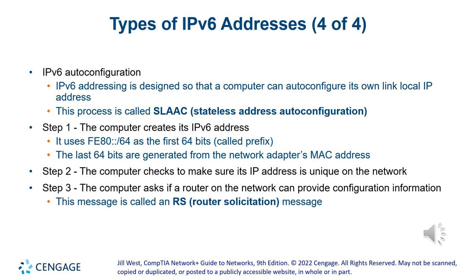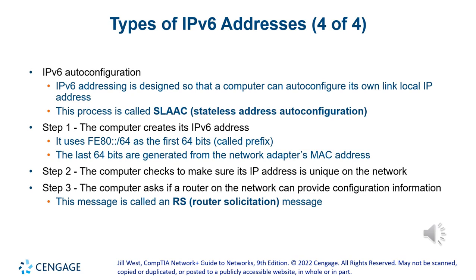Okay, so what happens when you connect a machine on an IPv6 network? The machine will do what is called SLAAC, a stateless address auto configuration. It doesn't require a DHCP server. It will do an auto configuration. So the first thing it does, it will take that FE80 address and create that first half of the 64 bits, you know, for your prefix.